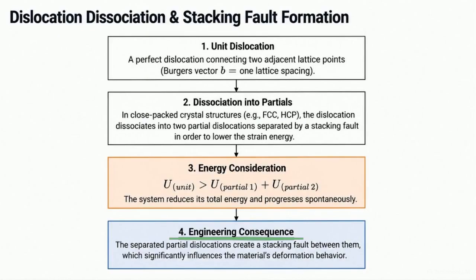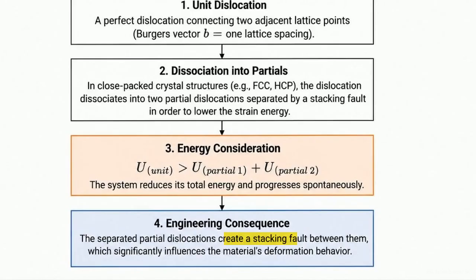This geometric split carries an engineering consequence. As the flowchart details, when a perfect dislocation dissociates to lower its strain energy, it leaves behind a region of mismatched atoms called a stacking fault. Stacking faults represent calculated geometric adjustments, allowing the crystal to shed elastic energy.